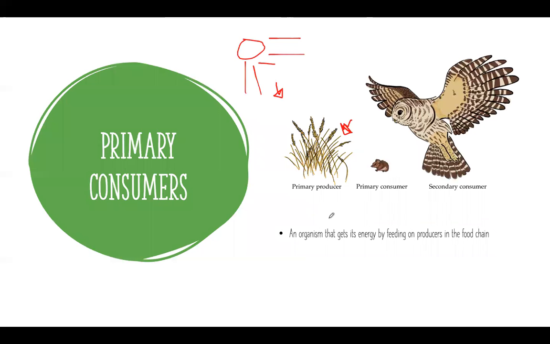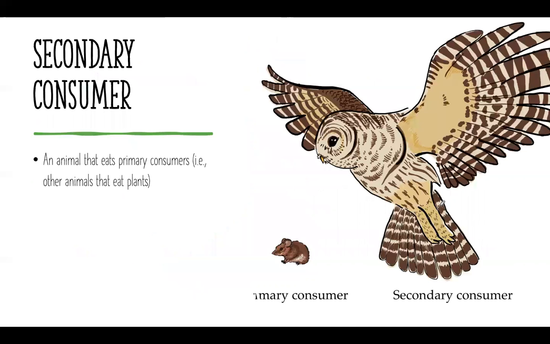Primary consumers. A primary consumer is an organism that gets its energy by feeding on producers in the food chain. This is our sun, and it looks like wheat. The wheat gets its energy from the sun. It gets its food from the sun. Then this rat is our primary consumer because it eats the wheat. And this hawk is our secondary consumer. We'll talk about that on the next slide.